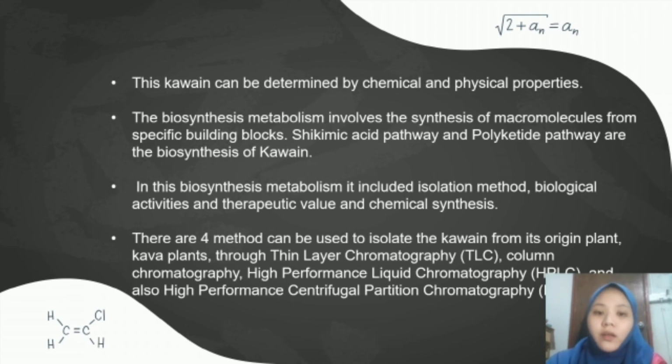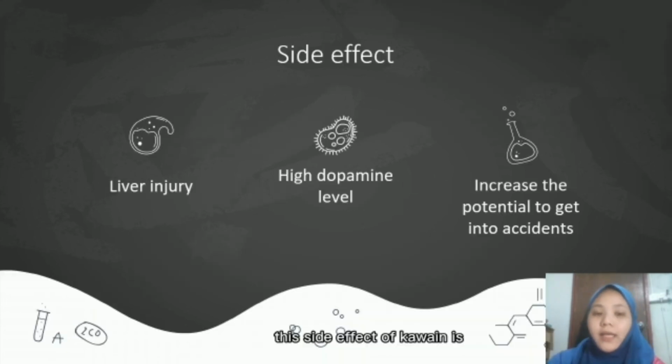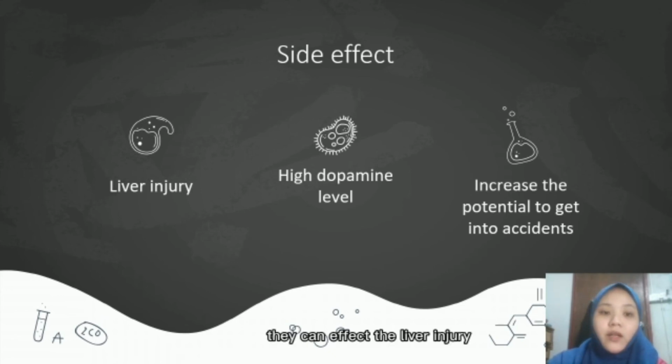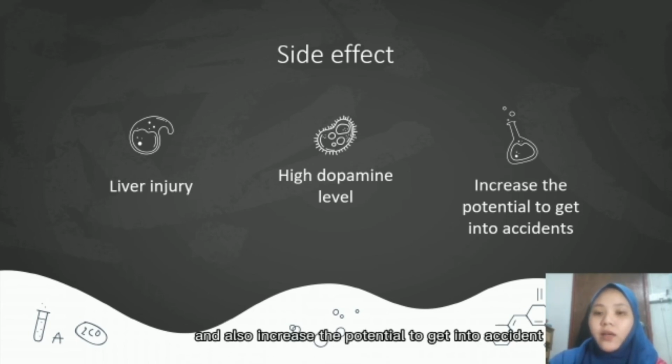There are 4 methods can be used to isolate the Kawain from its origin plant, which is through TLC, Thin Layer Chromatography, HPLC, High Performance Liquid Chromatography, and also High Performance Centrifugal Partition Chromatography. The side effect of Kawain is they can affect the liver injury, can cause high dopamine level, and also increase the potential to get into accident.